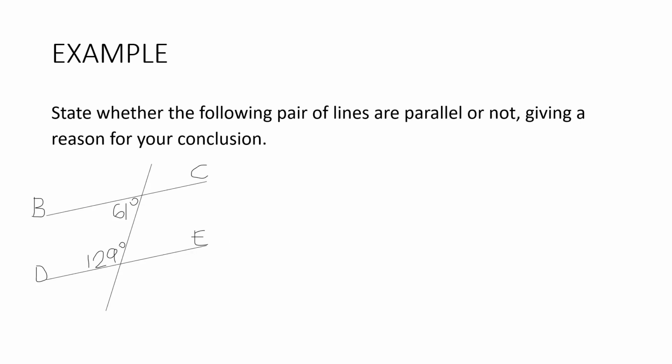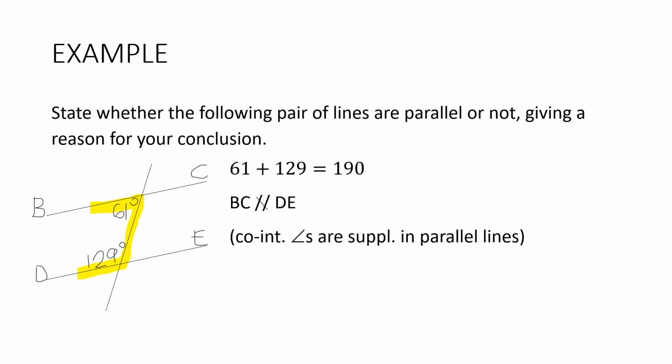And one more. What relationship have we got here? We've got co-interior, don't we? And co-interior angles have to add up to 180 degrees. What's 129 plus 61? It's 190. It's close, but it's not 180. So they're not parallel. So we're going to write BC is not parallel to DE. There's our reason: co-interior angles are supplementary, or you could say add up to 180 degrees in parallel lines.